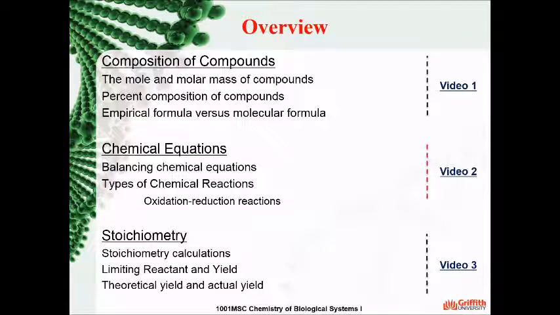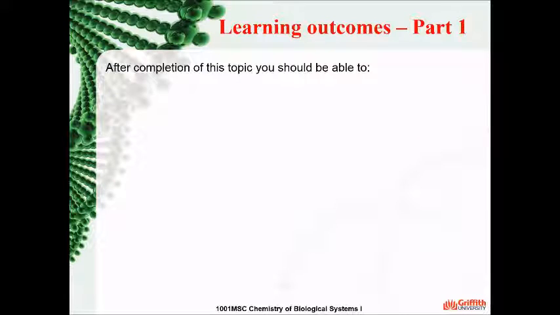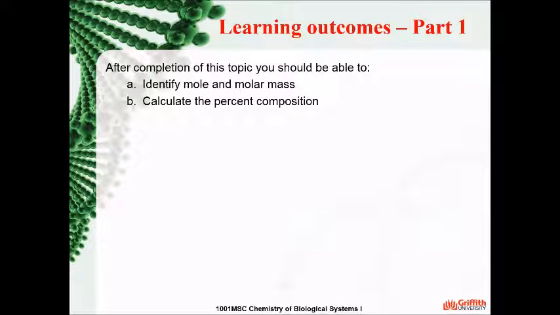The second video will discuss how to balance chemical equations and introduce the different types of chemical reactions with special attention to oxidation-reduction reactions. The third video will focus on stoichiometry calculations, determining the limiting reactant, and calculating the theoretical and actual yield of chemical products. The learning outcomes of the first part of Module 6 are: identify mole and molar mass, calculate the percent composition, and determine empirical and molecular formulas.